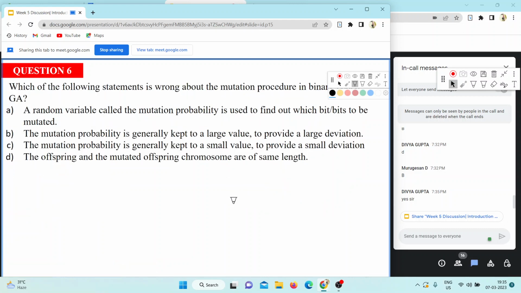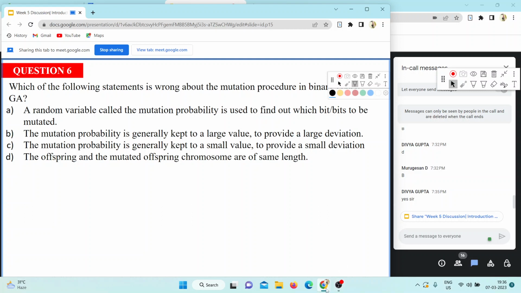Okay. So let's move on to the sixth question. Which of the following statements is wrong about the mutation procedure in binary coded GA? A is a random variable called mutation probability is used to find out which bits to be mutated. B is the mutation probability is generally kept at a large value to provide a large deviation. C is the mutation probability is generally kept at a small value to provide a small deviation, and D is the offspring and the mutated offspring chromosome are of the same length.